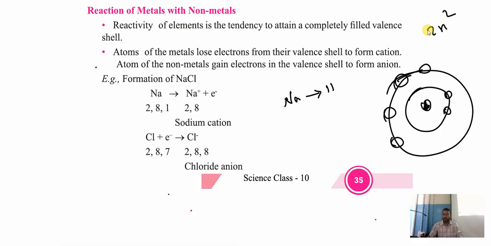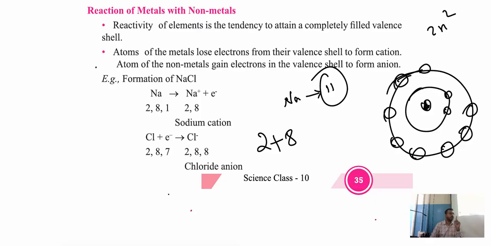1, 2, 3, 4, 5, 6, 7, 8. Correct? In first orbit, how many? 2 electrons. In second orbit, 8 electrons. How much do we want? 11 electrons. Now, how many electrons are left out?